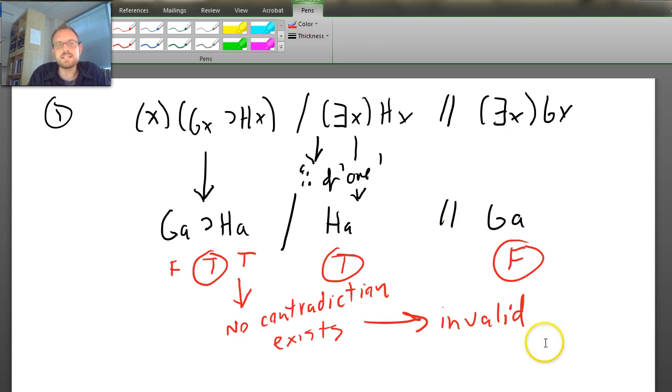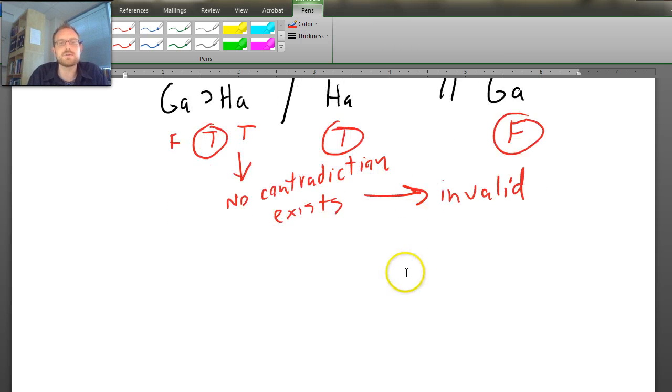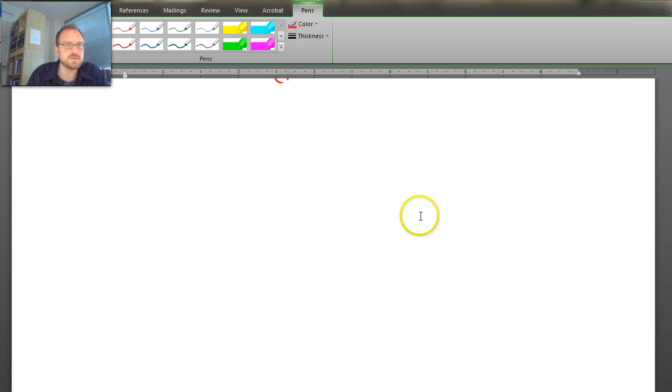Now that was a really easy problem because it worked for a universe of 1, right? So that means I've now proven this argument is invalid. Let's try something harder. You're going to see as I go through these, they're going to progressively get more difficult. So let's take this problem here.